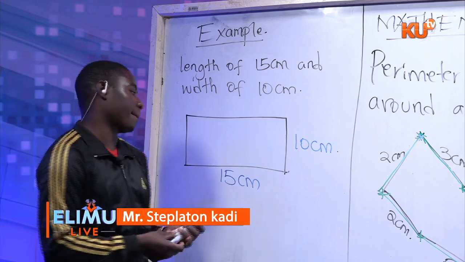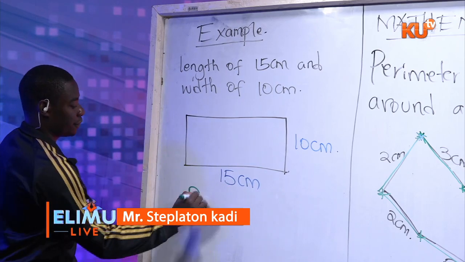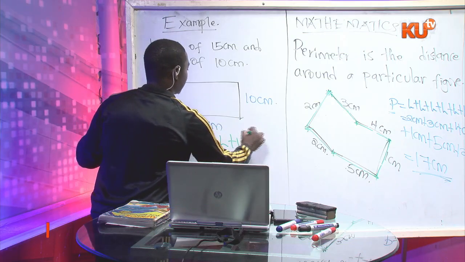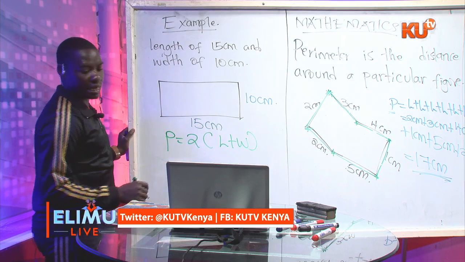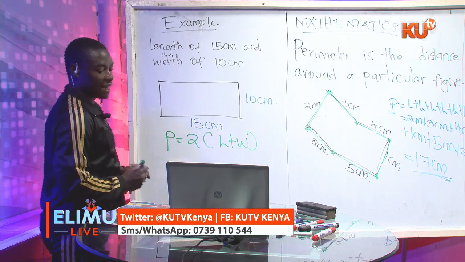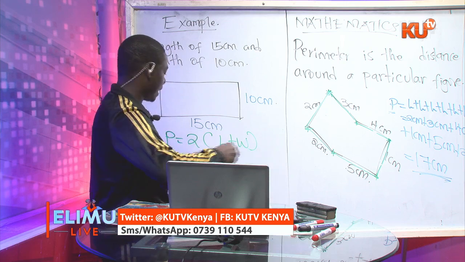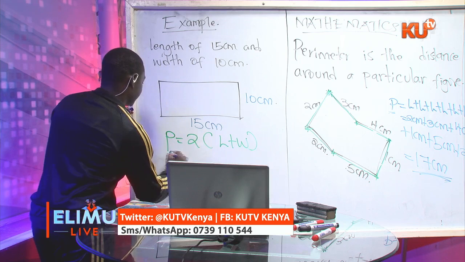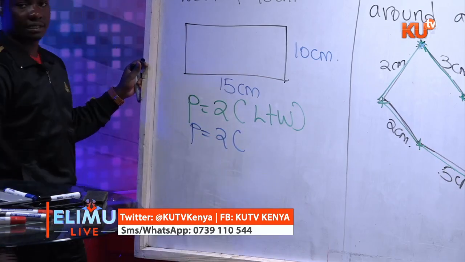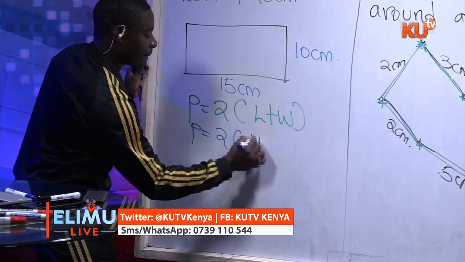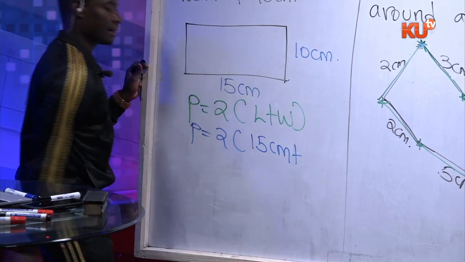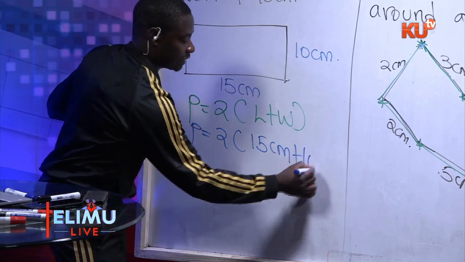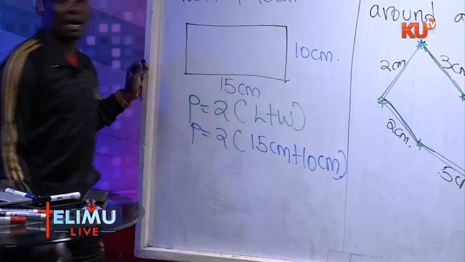So what is the formula? Formula for perimeter is equals to 2 into brackets length plus width. Perimeter is equals to 2 into brackets length plus width. So we come here and look at our length. Length is 15. So perimeter in this case will be 2 into bracket, length is 15 centimeters plus width. Width is 10 centimeters.